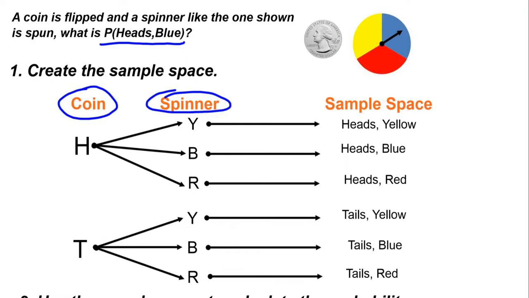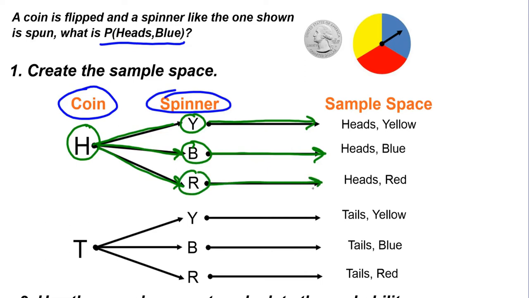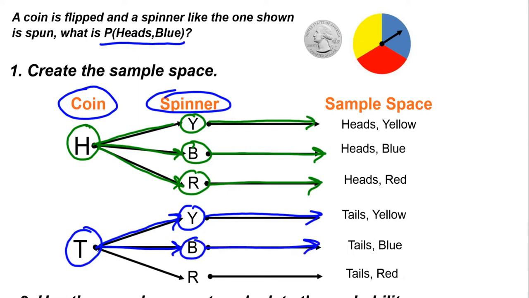So one possible outcome of the coin would be to get heads. And then I could pair that with heads yellow, which is this outcome. I could get heads blue, which is this outcome, or I could get heads red, and that's this outcome. So there are three possible outcomes if I get heads on the coin. Now, if I get tails on the coin, I could get tails and yellow on the spinner. That's a different outcome. I could get tails and blue on the spinner, or I could get tails and red on the spinner. So that's all the possible outcomes I could have.